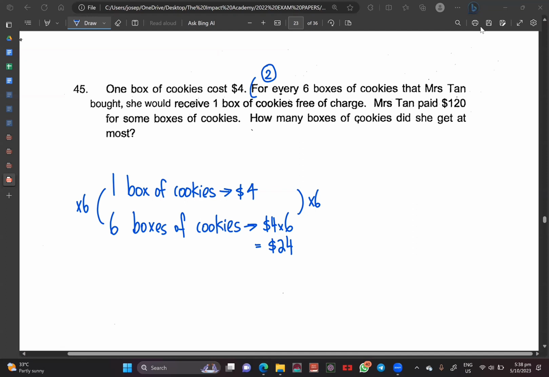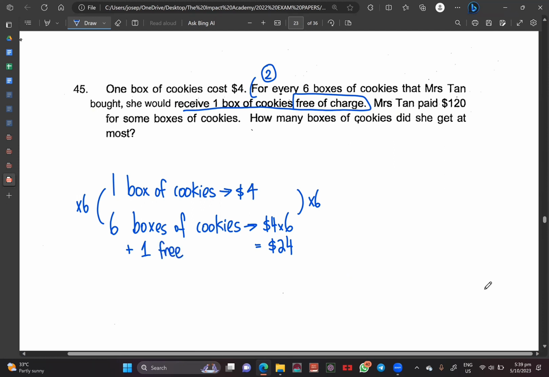All right, now, so what happens is this, if Mrs. Tan buys 6 boxes of cookies, she will get 1 box of cookies free of charge. What is the meaning of free of charge? Free. Freely given to you, correct now? So I know I'm only paying for 6 boxes, right? But I'm getting how many boxes? 6 plus 1, and that is 7. Am I making sense? So over here, you write 1 free 1, okay?